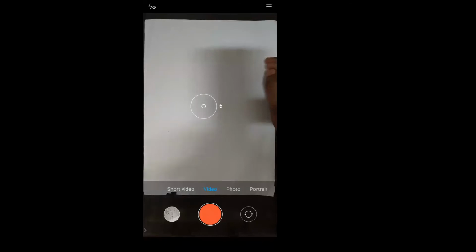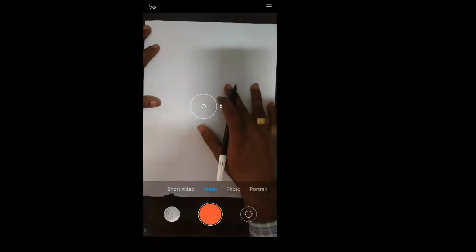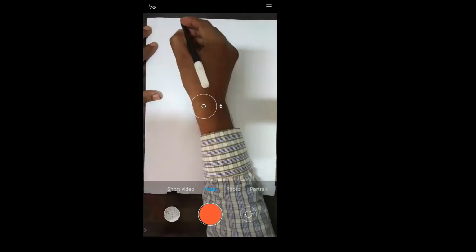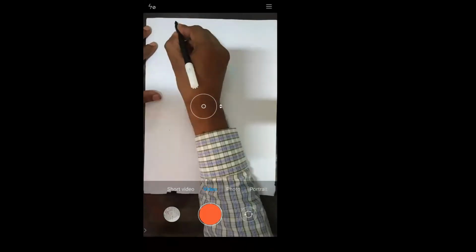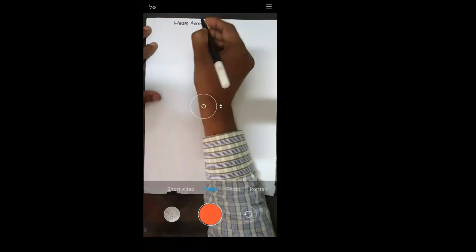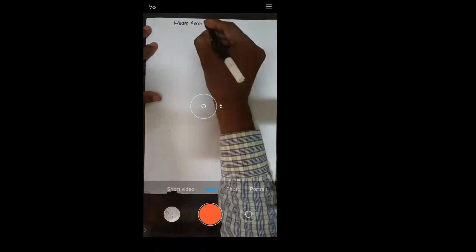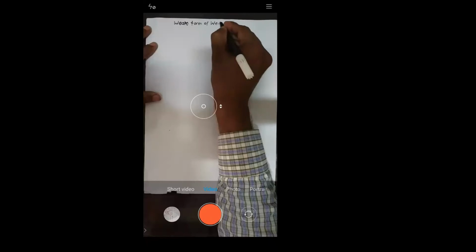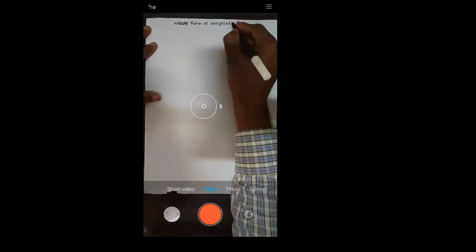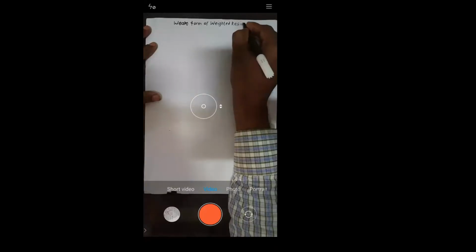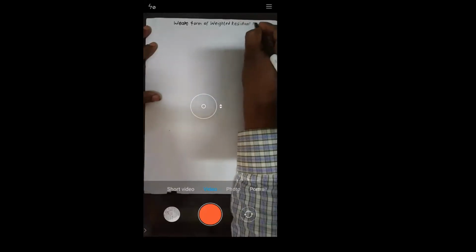Now in today's lecture we are going to see the weak form of weighted residual method. Try to understand: in today's lecture, we are going to see the weak form of weighted residual method, and in that, we are going to see the first method.